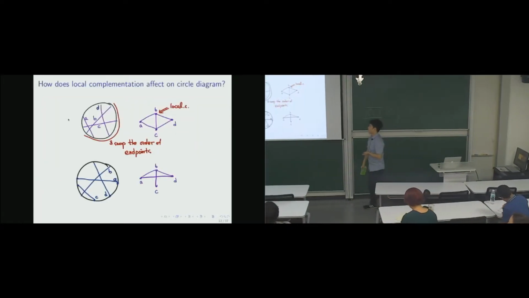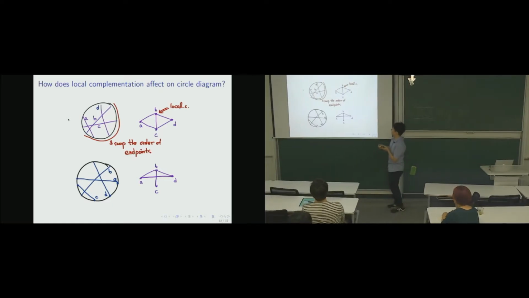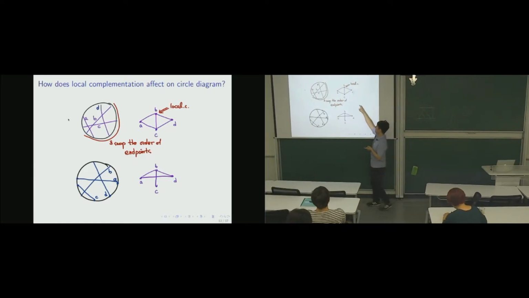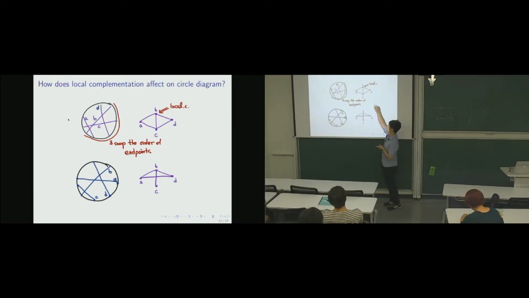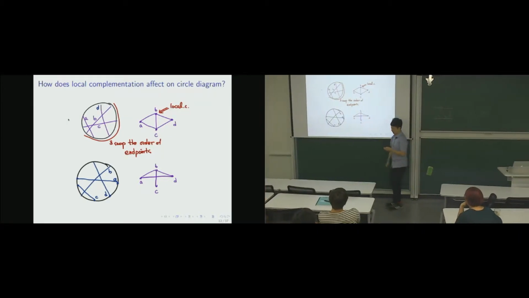Before going to this, we really have to think about local complementation and the diagram. So I just remind you how this affects it. If you apply the local complementation at B, you take one of the two parts divided by the endpoints of B, and then you swap the order of the endpoints. And this is the circle diagram for the resulting graph.